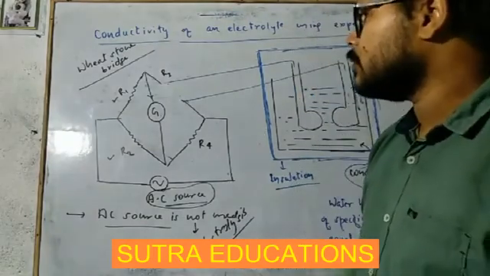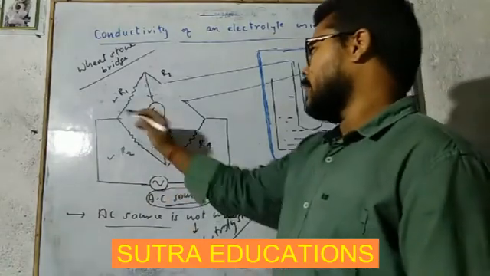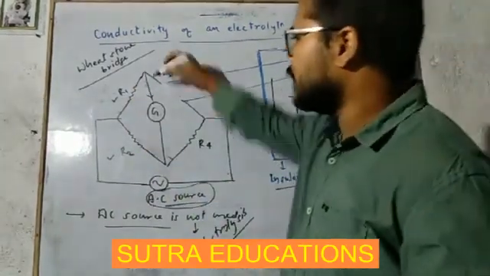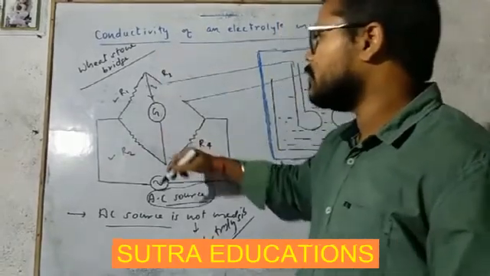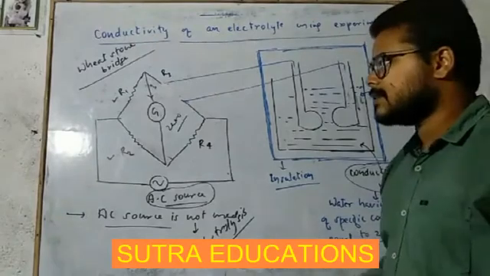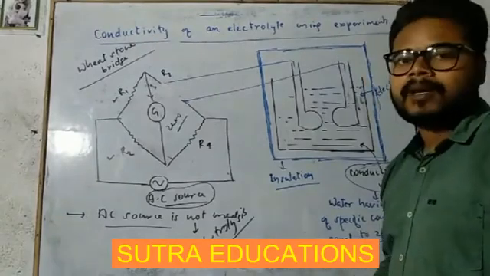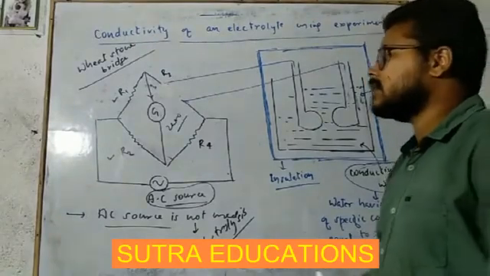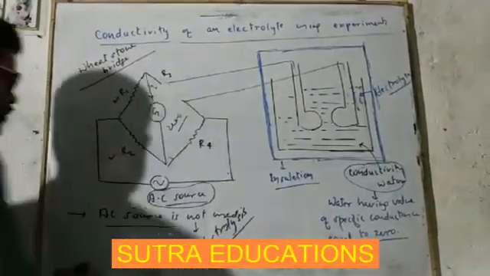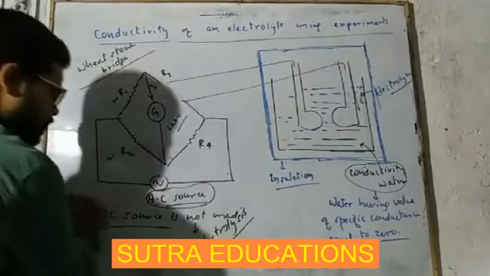And I told you we adjust the values of resistance in such a way that the current through this galvanometer becomes zero. This stage is called a balanced Wheatstone bridge, when current through this galvanometer is zero.